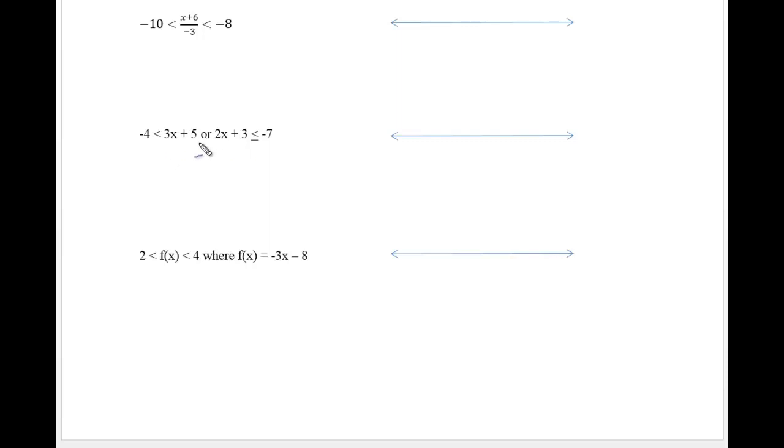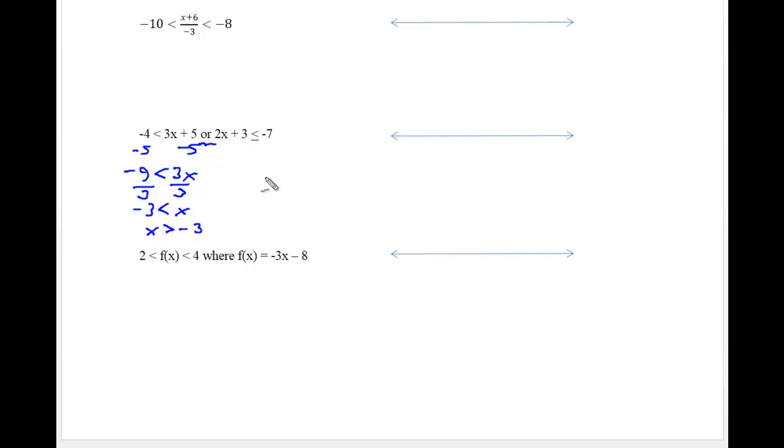The obvious difference between what you probably have on your worksheet and what was given in the video was, instead of the word and, it was the word or. Now we're going to solve these two equations, and we'll do so by using inverse operations. So subtract 5 from both sides. Negative 9 is less than 3x. Divide both sides by 3, so what we have is x is greater than negative 3. And using the symmetric property, we can flip that around.